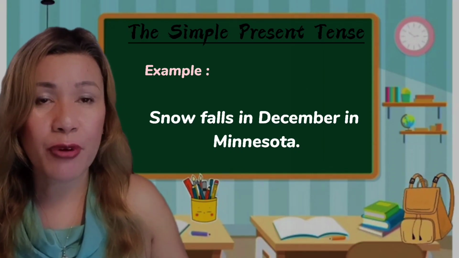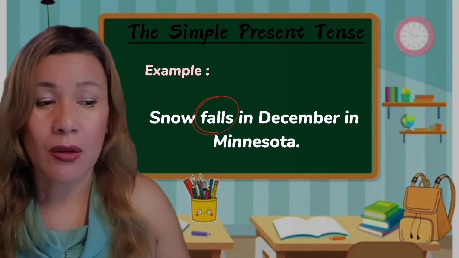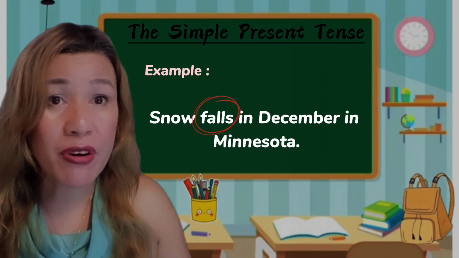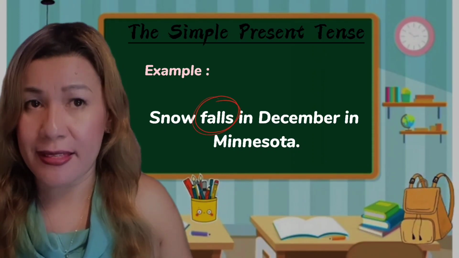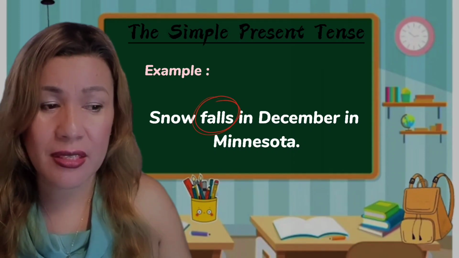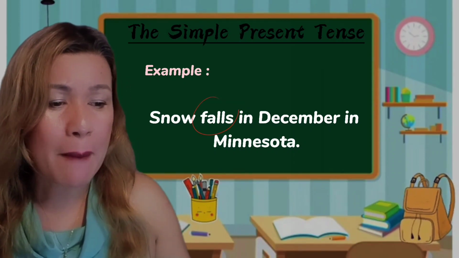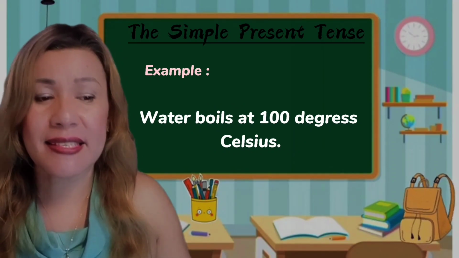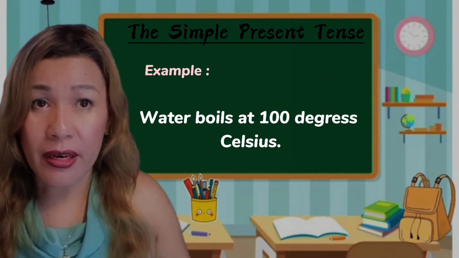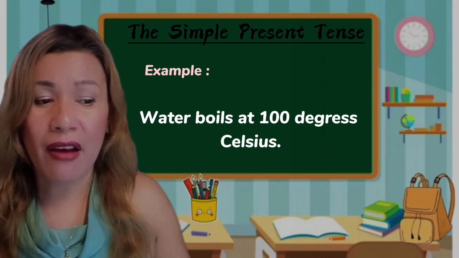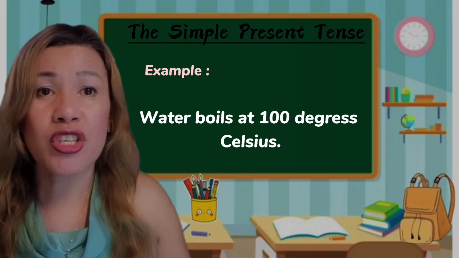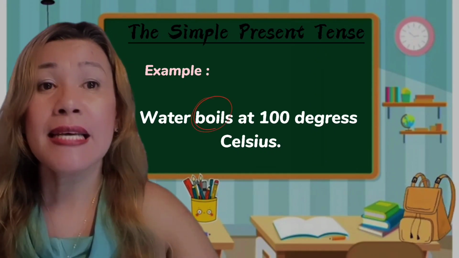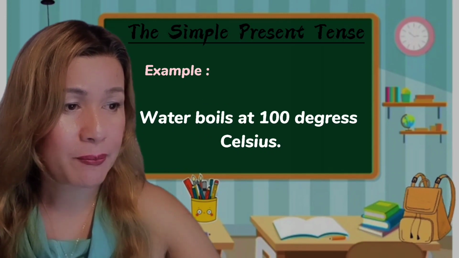For example, you say snow falls in December in Minnesota. We have the verb falls going with snow because snow is singular and therefore our verb must have s. So snow falls. Okay? Another example is water boils at 100 degrees Celsius. Water is singular, and it will have the verb boils, which is also singular. Okay, so that's how we form the simple present tense.